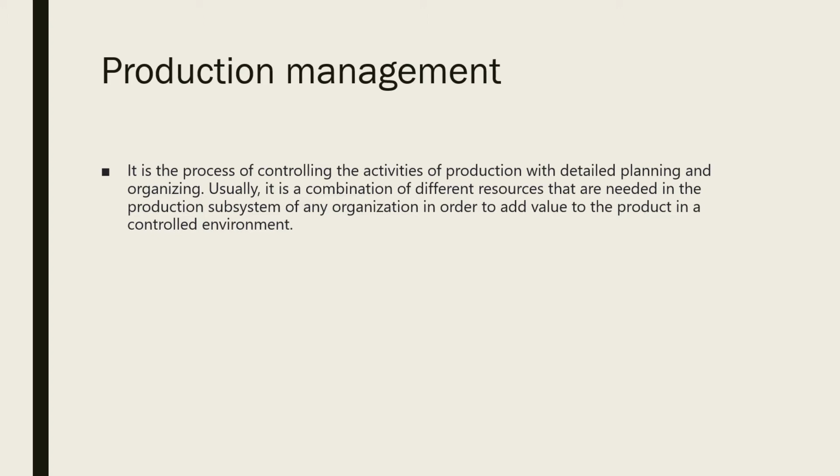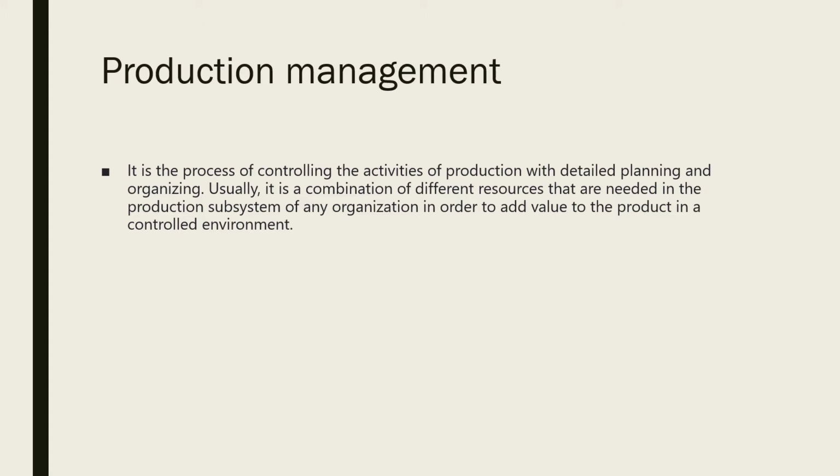We have planning, organizing, staffing, directing, and controlling. These are the five major management functions applied in any business unit in order to be effective enough. Let's merge these together and understand what production management is all about. It is a process of controlling the activities of production with detailed planning and organizing. It is a combination of different resources needed in the production system of any organization in order to add value to the product in a controlled environment.